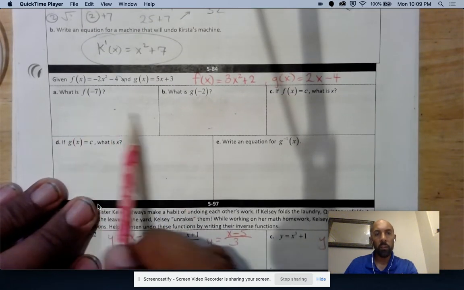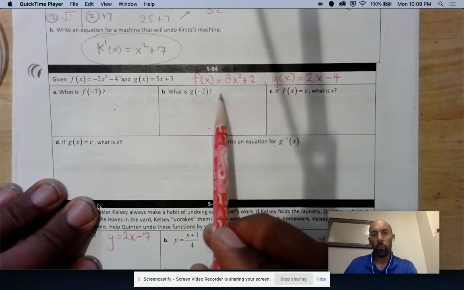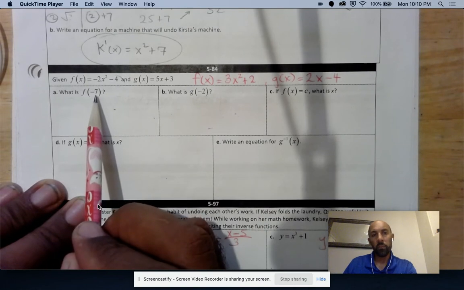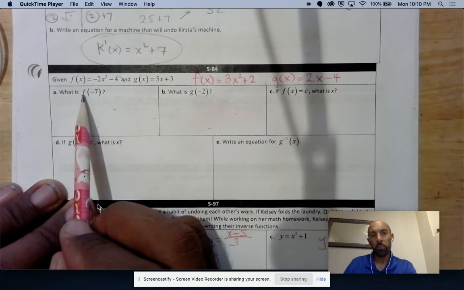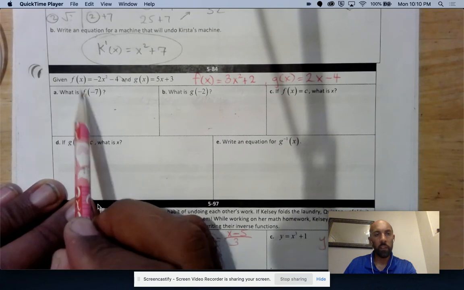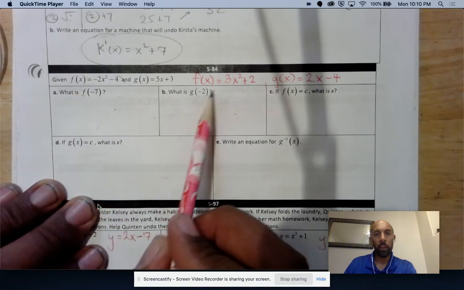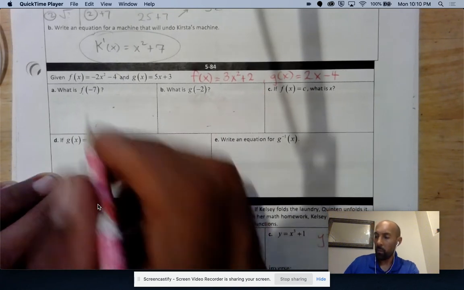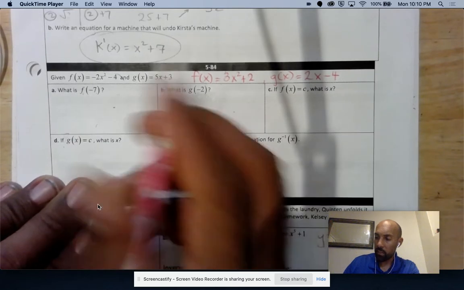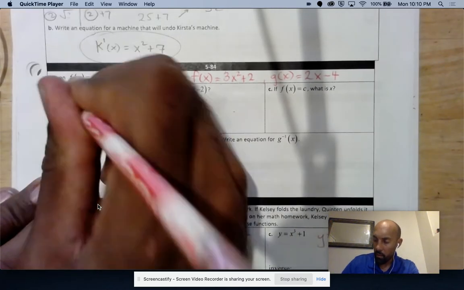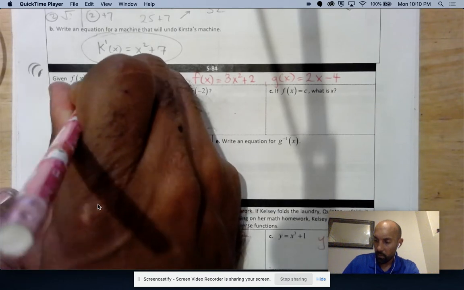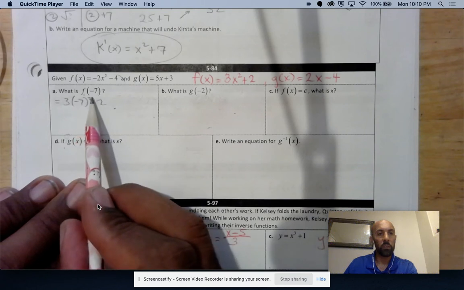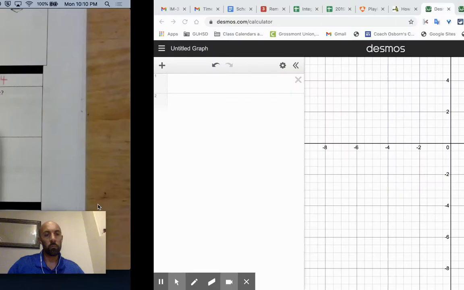Now this is a little bit of review, then the next part will be finding the inverse. Here we're going to be evaluating. Remember, pay attention to what function you're supposed to be using. Here it says f, so I'm going to take this number and plug it into f. And this one, you would take and plug into g. So first, f of -7: I want to plug -7 into x. Then I'll work that out: first exponents, then multiply by 3, then add 2.